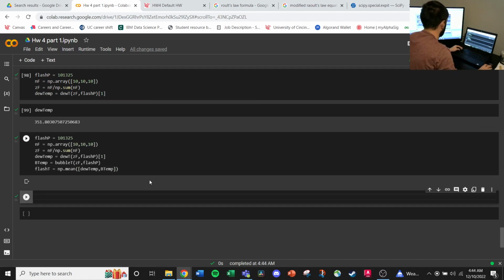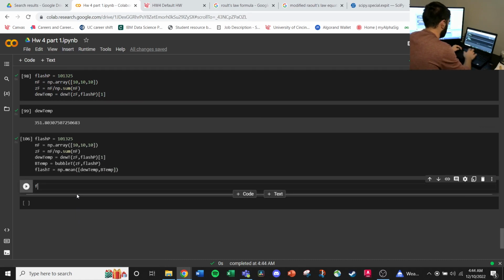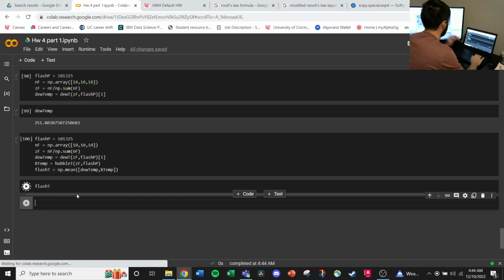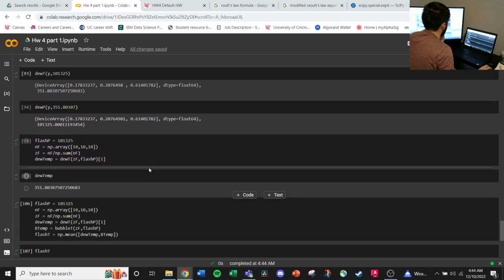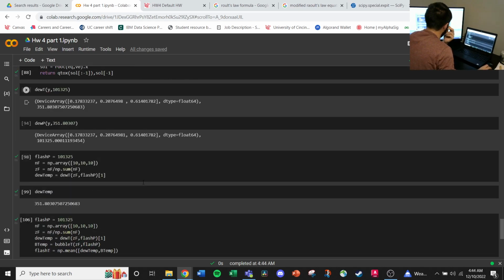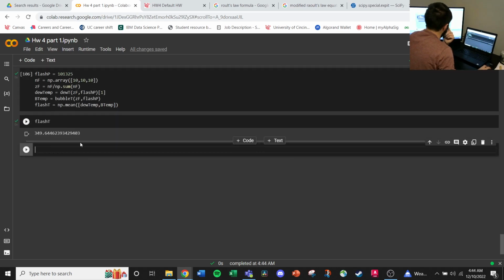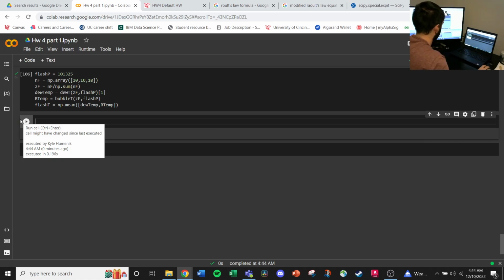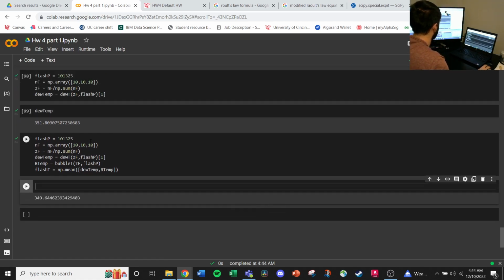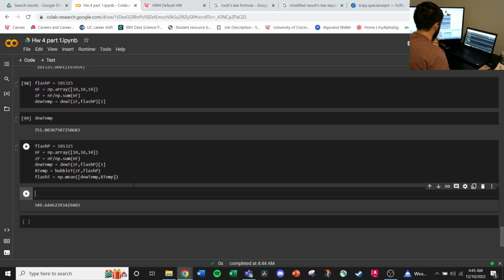So let's take a look at what our flash T is. 349, and yeah, that looks in the middle. The dew temperature said 351. I believe it was 347 for the bubble temp. So yeah, that looks good. Looks good to me.